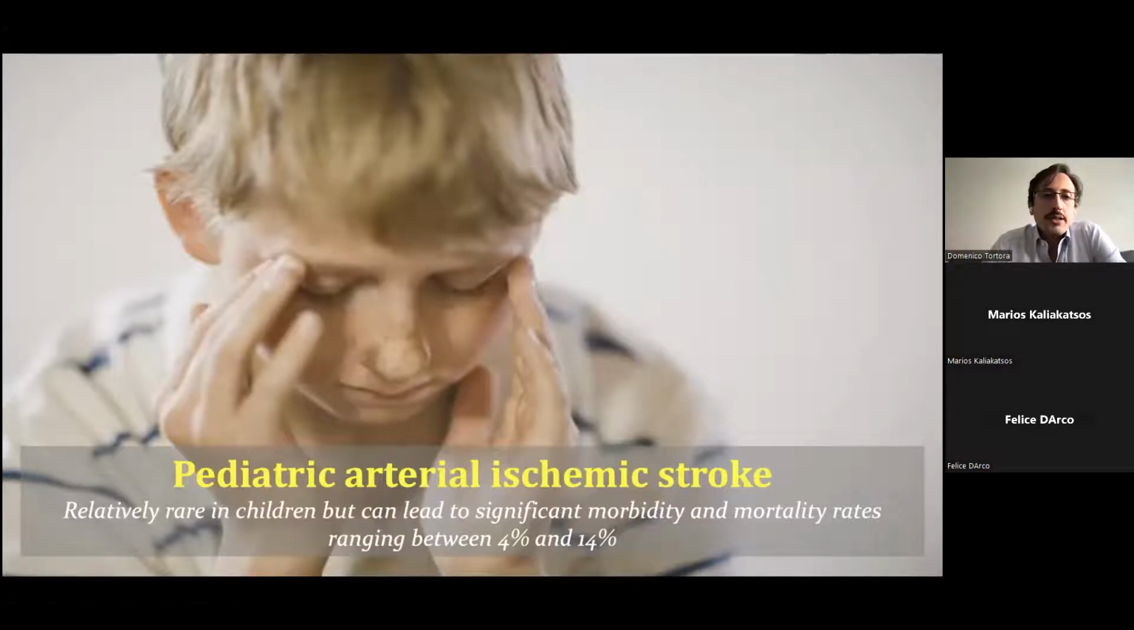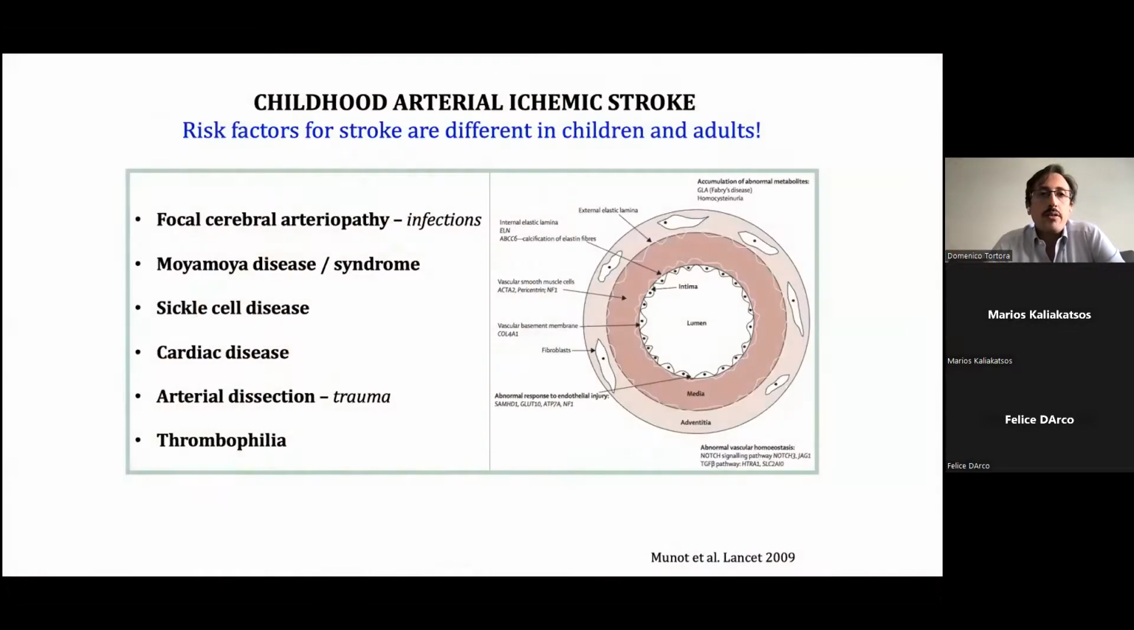Stroke in children is relatively rare, but it can lead to significant morbidity and mortality in this group of patients. The risk factors, as you probably know, are different in children compared with adults. Here you can see the most important etiologies of arterial ischemic stroke in children.